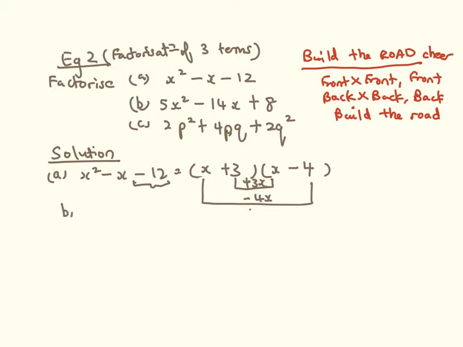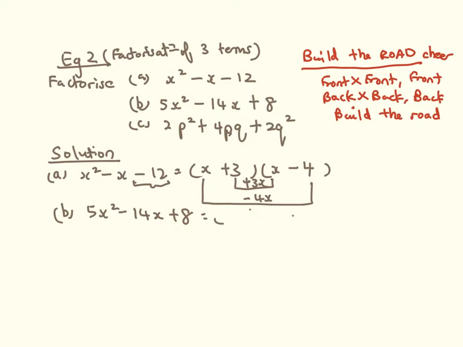Now let's move on to part B. 5x squared minus 14x plus 8. Please bear in mind, the expression given must have the powers of x descending from 2, 1, 0 or ascending. That means you have a constant, an x term and then an x squared term. So you must arrange it in this format before you can do your build the road cheer.